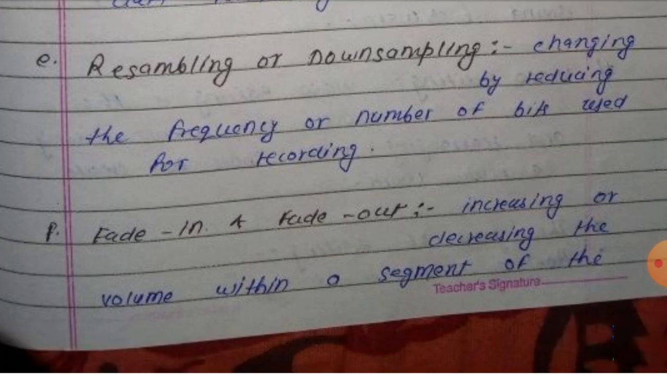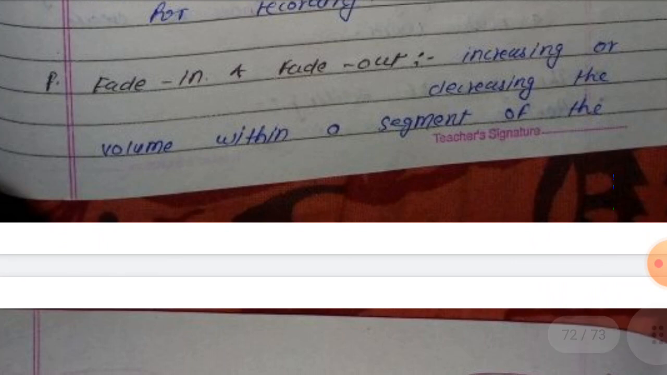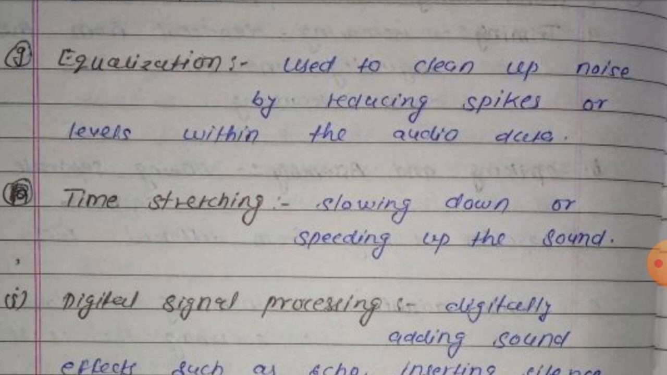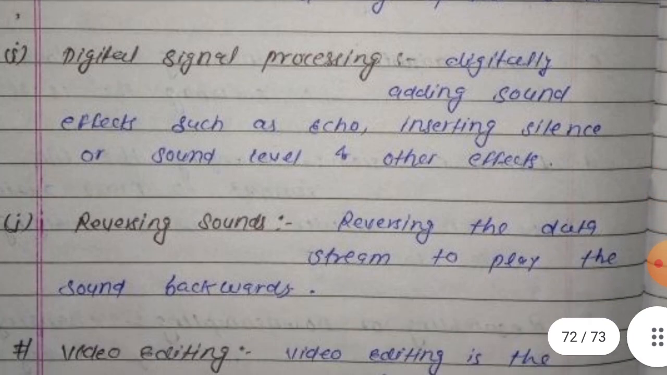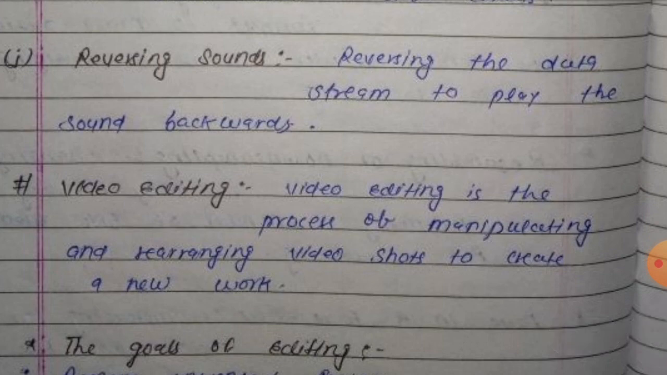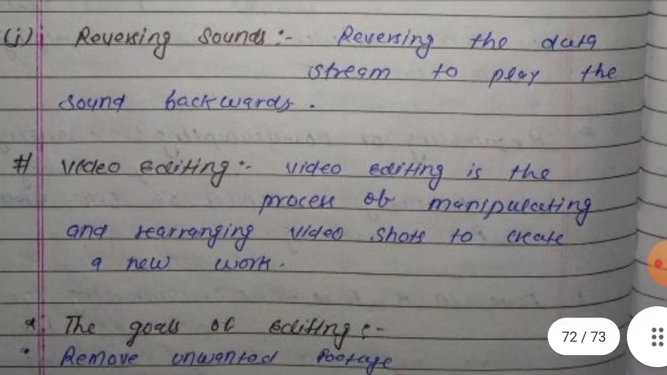Next, resampling or downsampling: changing by reducing the frequency or number of bits used for recording. Next, fade in and fade out: increasing or decreasing the volume within a segment of the audio data. Equalization: used to clean up noise by reducing peaks or levels within the audio data. Time stretching: slowing down or speeding up the sound. Digital signal processing: adding sound effects such as echo, inserting silence or changing sound level and other effects. Reversing sound: reversing the data stream to play the sound backwards.